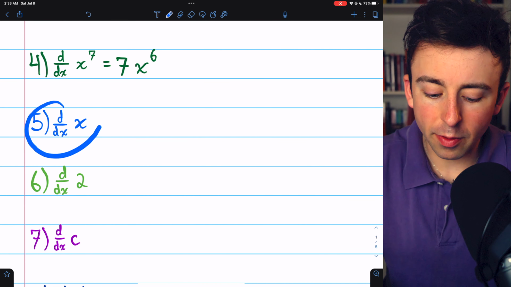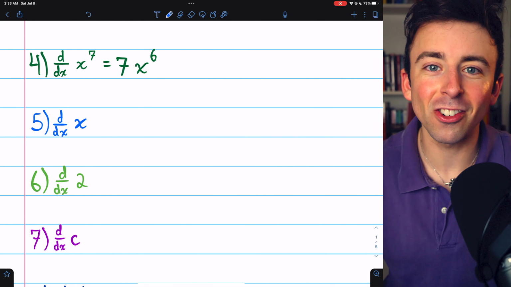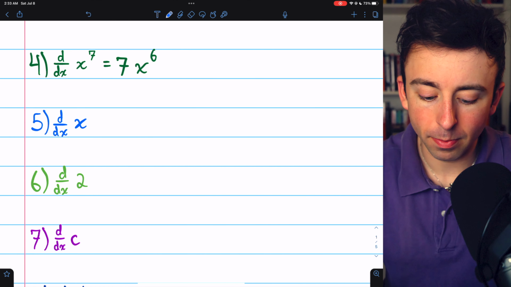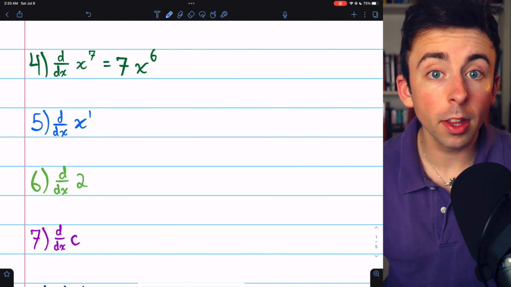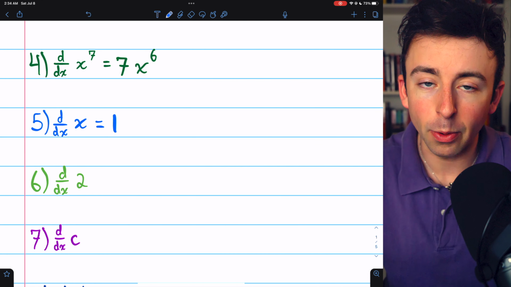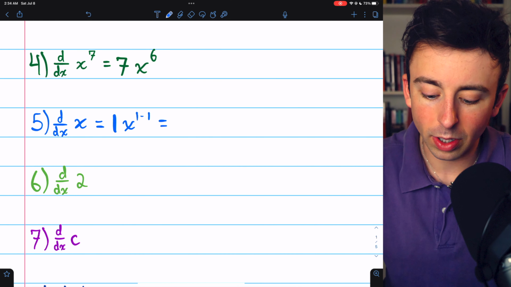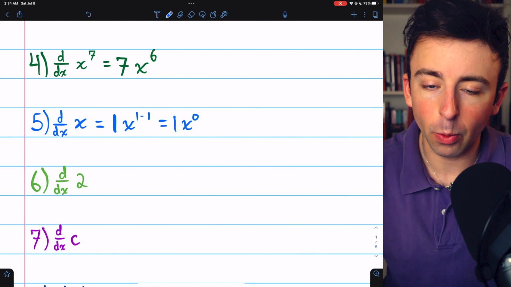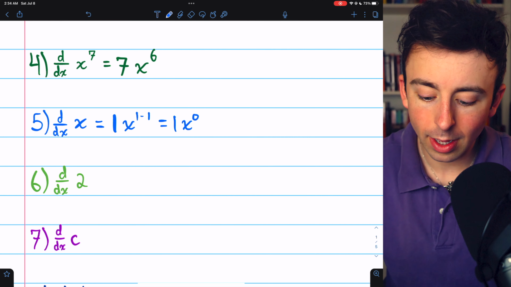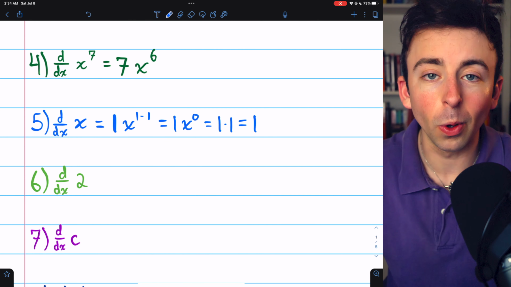Now what about the derivative of x? This should be the easiest example so far, but some people can be a little sketched out by it. What's the power of x here? There isn't a power written, so the implied power is just 1. The power rule applies as usual. Bring that exponent of 1 down as a factor, and then reduce the exponent by 1. So it's 1 times x to the power of 0. But anything to the power of 0 is 1. So this is equal to 1 times 1, which of course is just equal to 1.